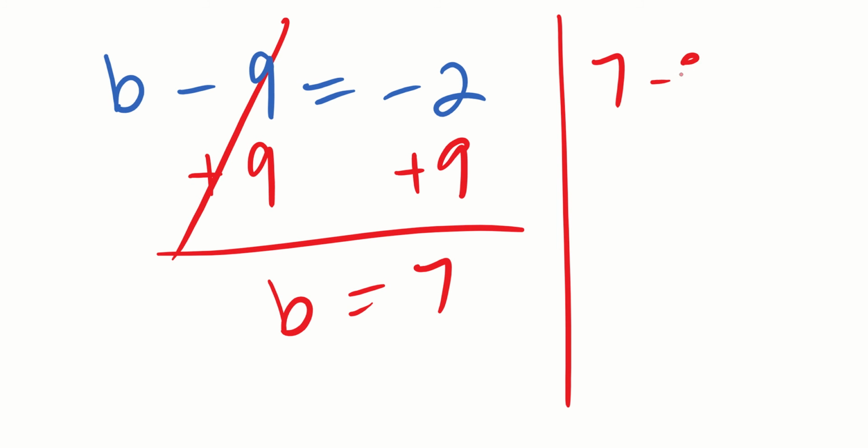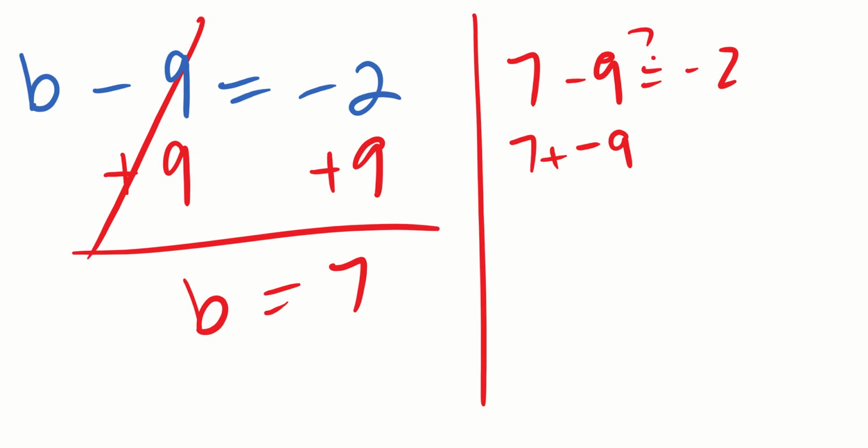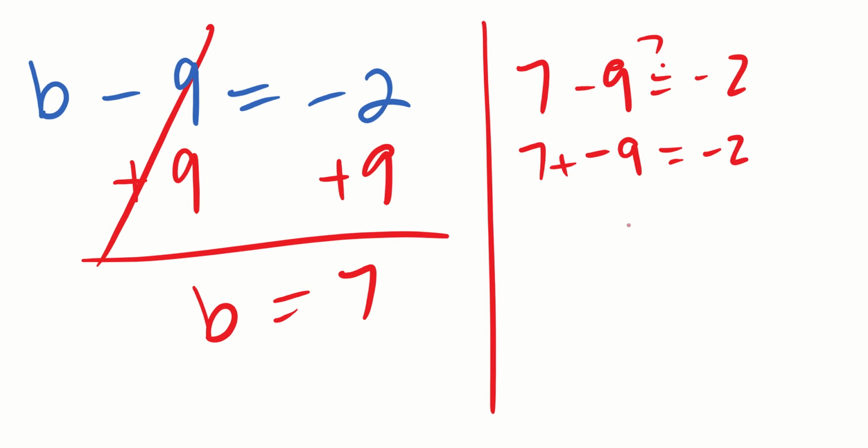So 7 minus 9, does that equal negative 2? I can rewrite this as 7 plus negative 9. So I get negative 2 equals negative 2.